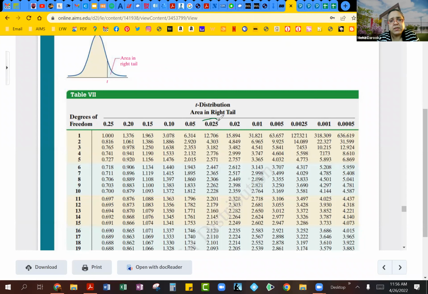So 0.025, degrees of freedom 11. And it looks like they meet right over here at 2.201. So is everybody okay with how to use this table? Okay. So look for the alpha. Again, the top here is alpha divided by 2, and then your degrees of freedom down here. All right, so 2.201.